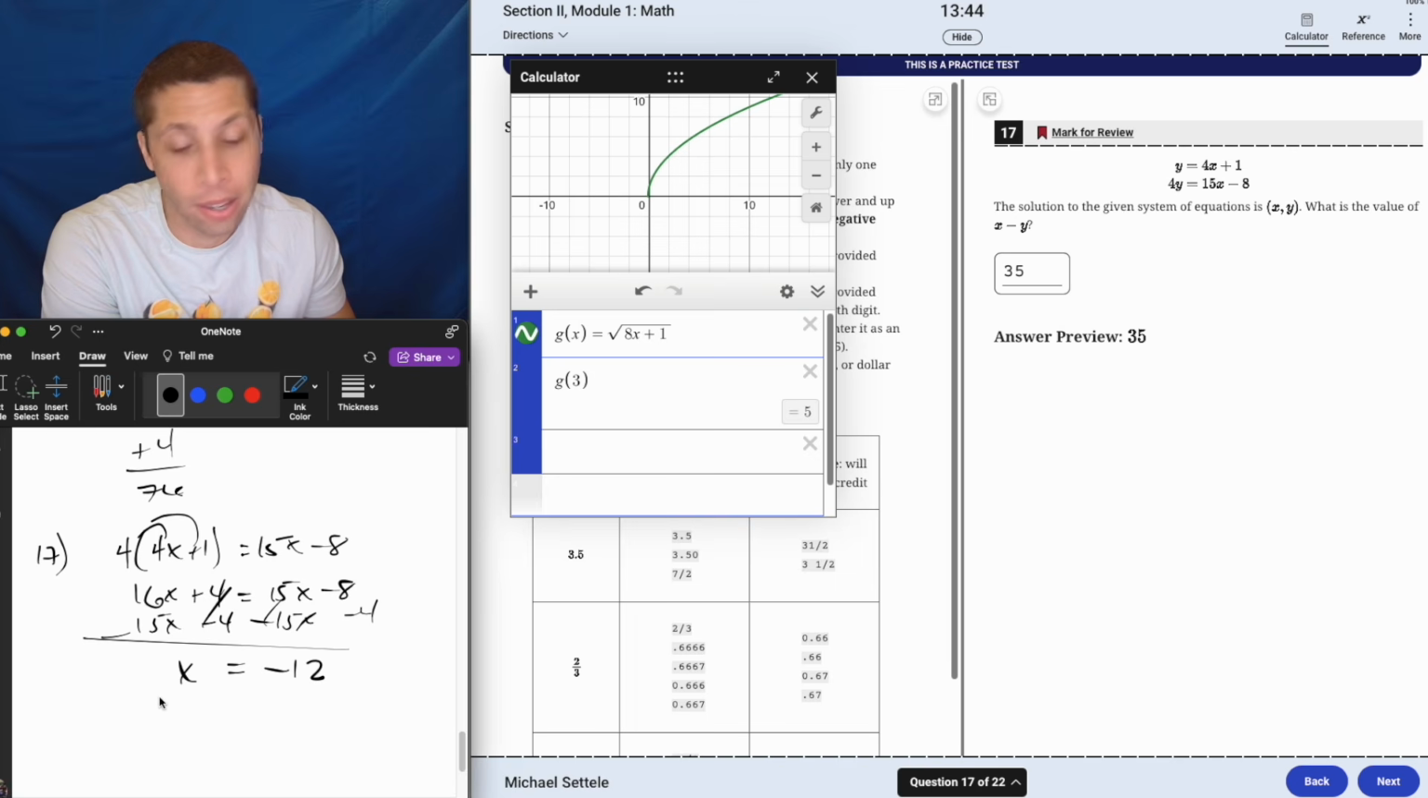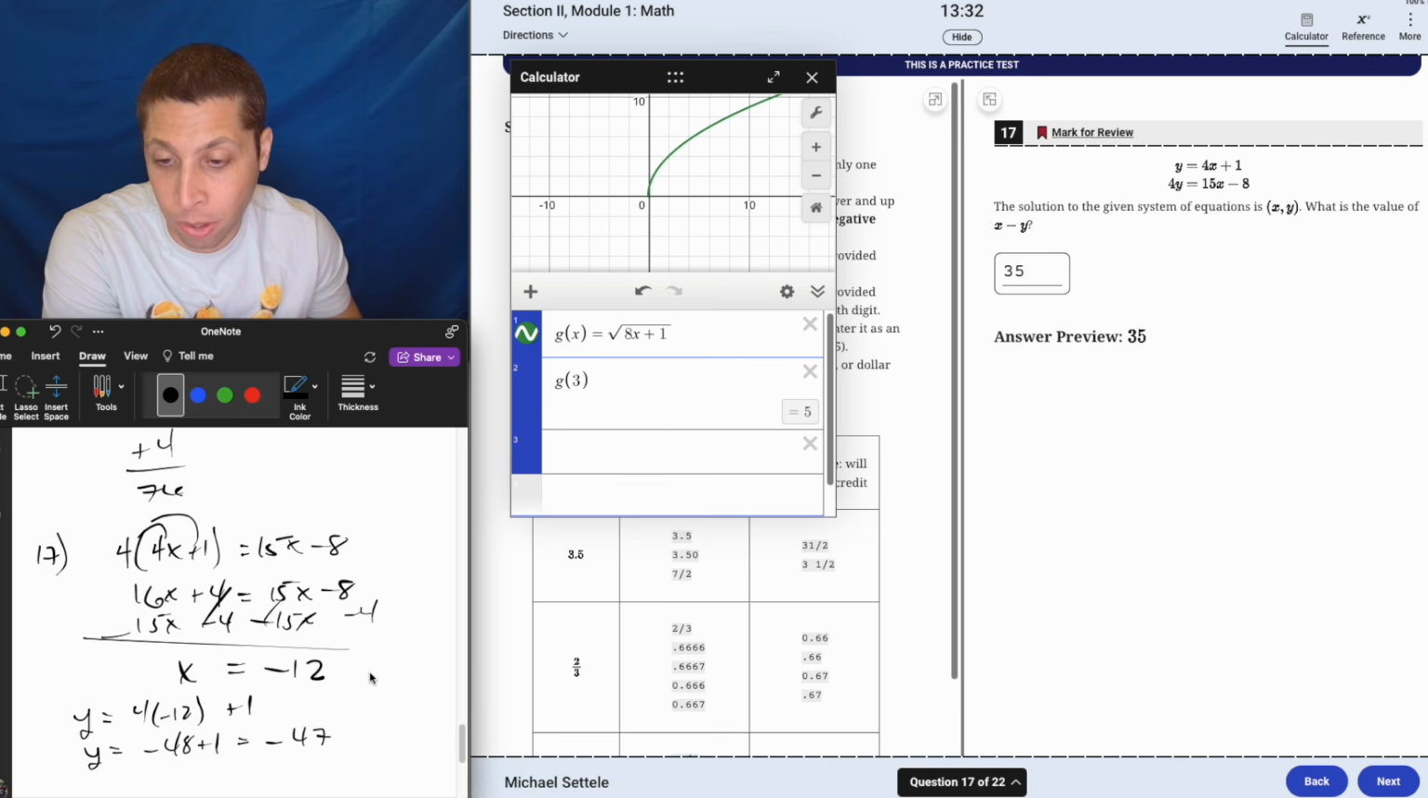Okay, and then we got to go back. So then y is equal to 4 times -12 plus 1. So y is equal to -48 plus 1, which is -47. And then we do x minus y. So x minus y is -12 minus -47. I remember writing that down before. So -12 plus 47 is the same as 47 minus 12, which is 35. Same answer.